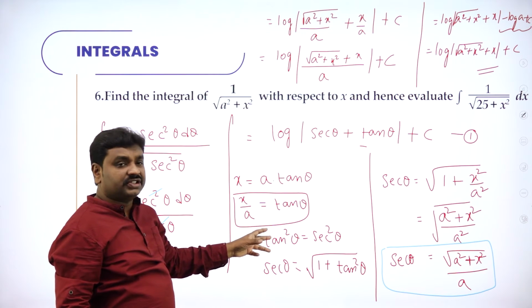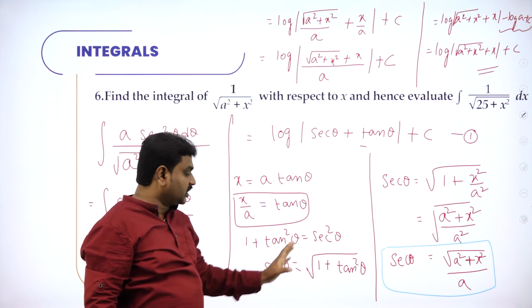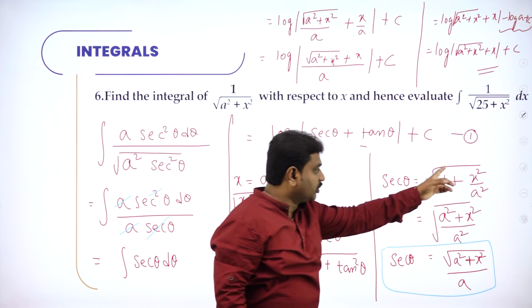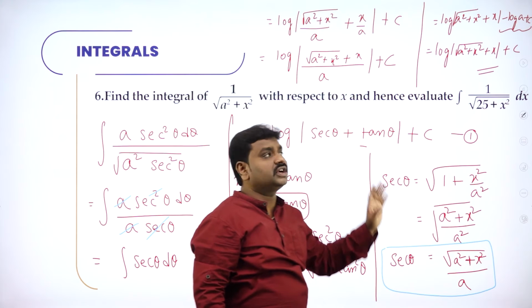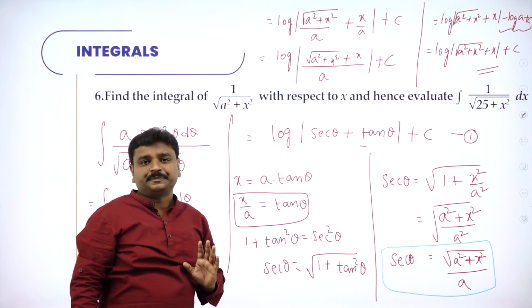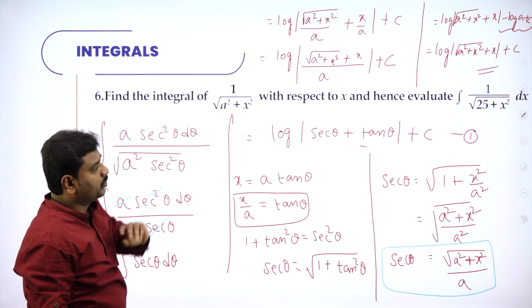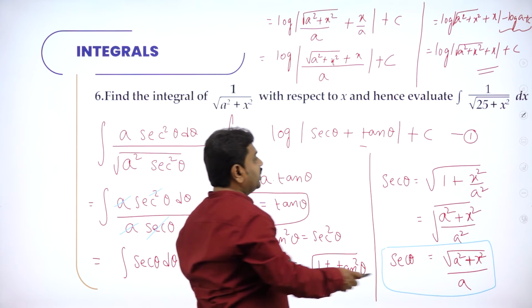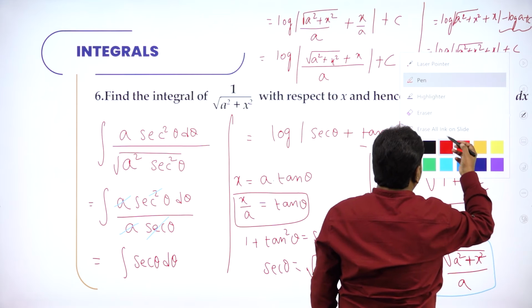from this, rearrange. We know 1 plus tan square theta is secant square theta. So secant theta is root of 1 plus tan square theta. Tan is x by a, so root of 1 plus x square by a square. Simplify, you'll get it, and substitute. That will be the answer. Now, we have a problem where we have to use this. I hope all of you understood how we derived this. Now, we'll go to the problem.